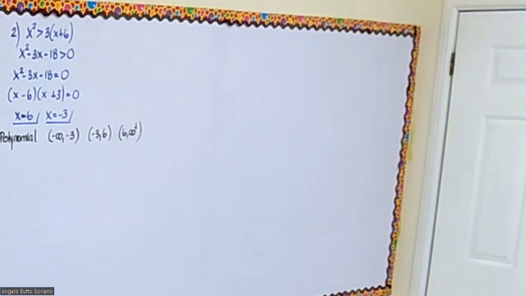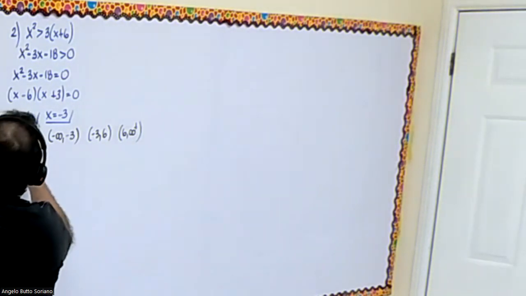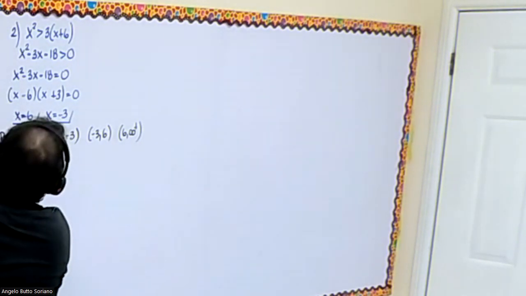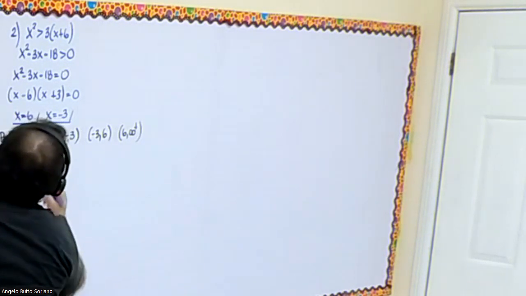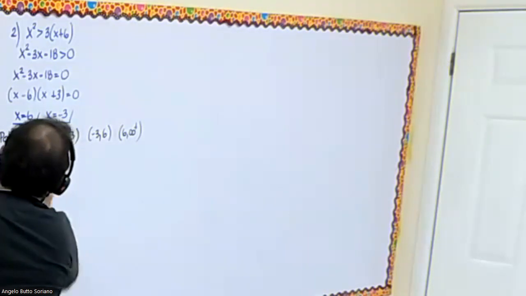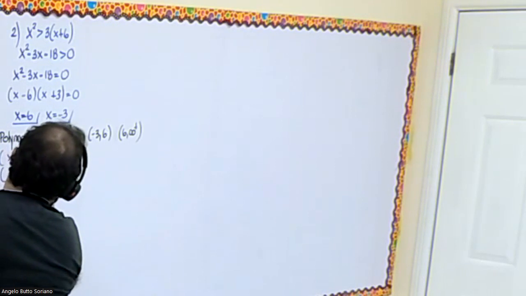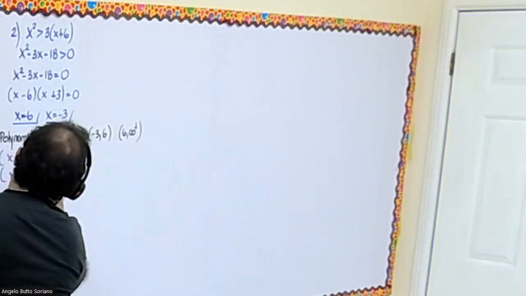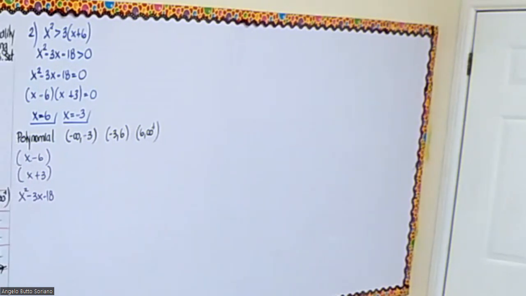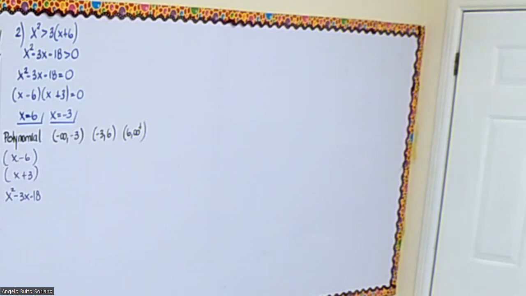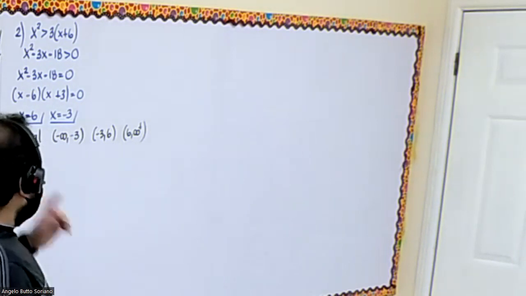The values of the polynomial are: the first one, x minus 6. The second one, x plus 3. And the last one will be x squared minus 3x minus 18. Okay? And let's create the table of signs. A number between negative infinite until negative 3, we can use negative 4.